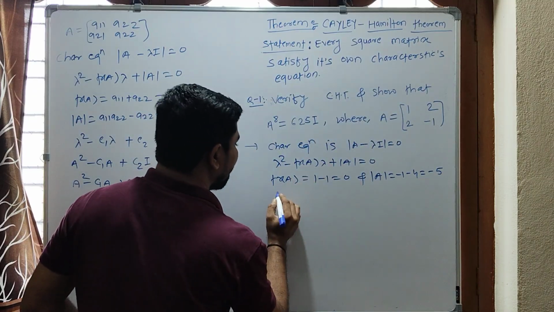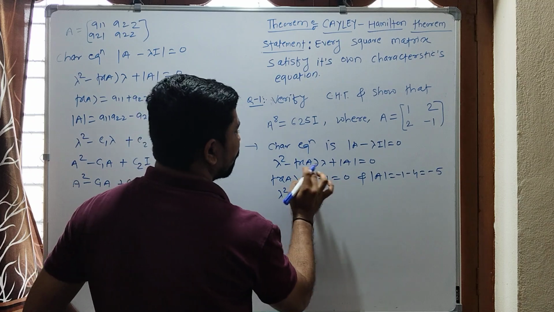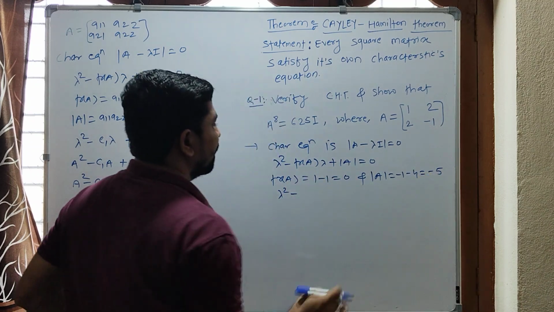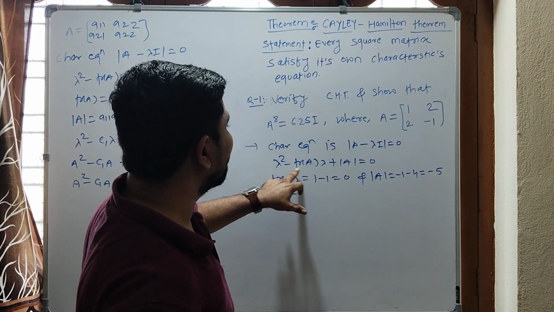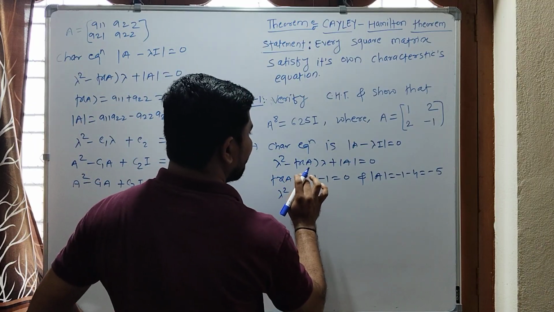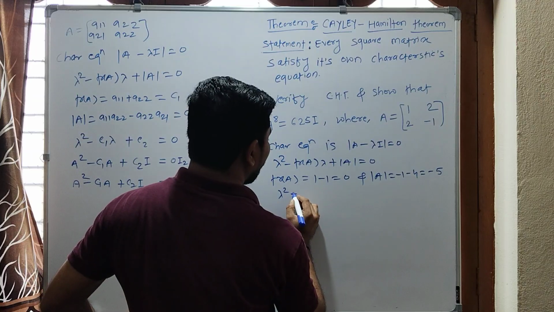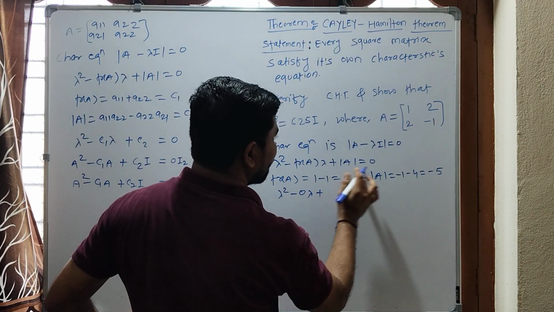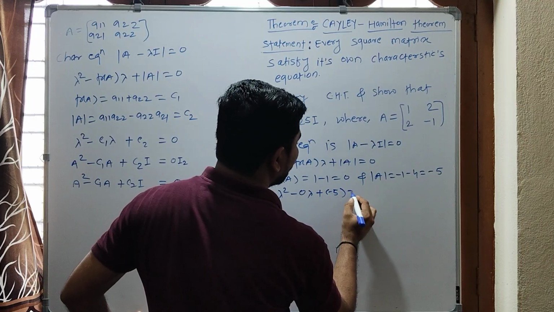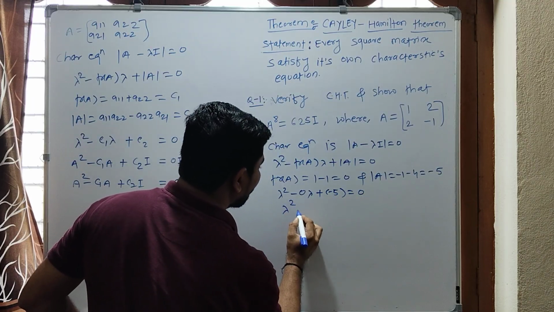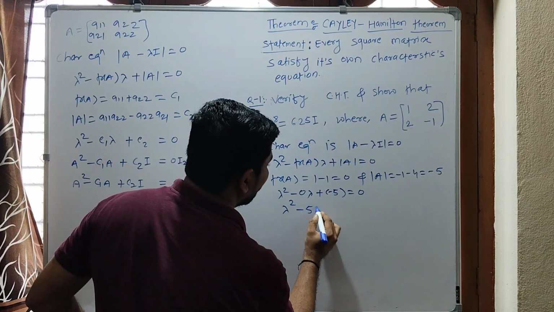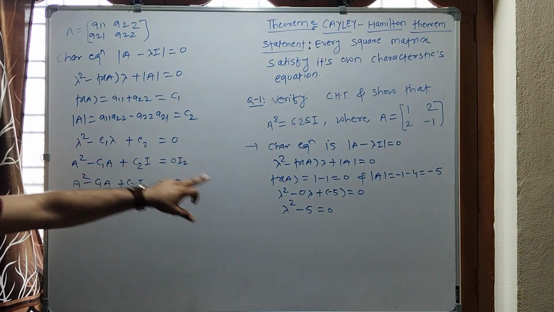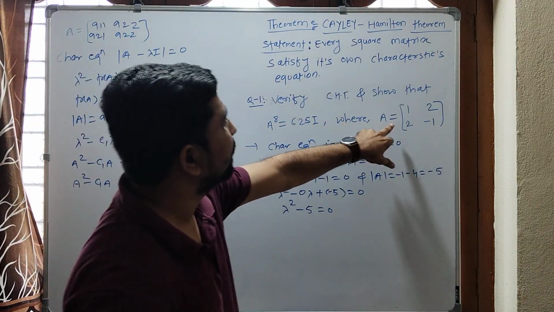Just put this value in here: lambda square, trace is 0, means this whole term is 0, minus determinant is here, this whole term is 0. Here, trace means 0 into lambda, plus determinant is minus 5, which is equal to 0. This is the same as lambda square minus 5 equal to 0. Now this is the characteristic equation of this matrix A.